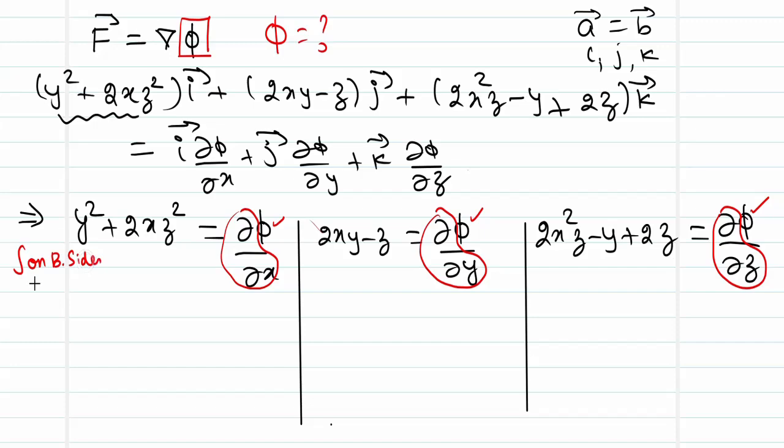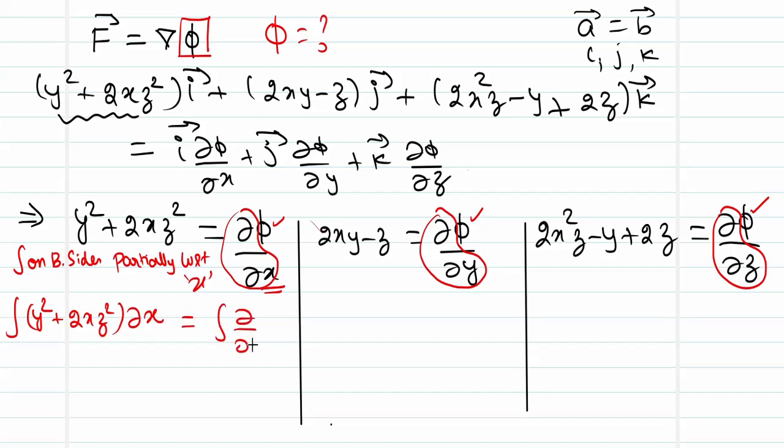When I integrate on both sides, we do it partially. Why? Because I have a dou operator here. So for the first component, I integrate on both sides partially with respect to which variable? My variable x. When I integrate it, what will happen? I will have y square plus 2xz square, which has to be integrated partially with respect to x. And over here, I integrate dou by dou x of phi. Now this del and dou are going to be inverse of each other and they cancel off, leaving you with the phi. Now what is this phi?